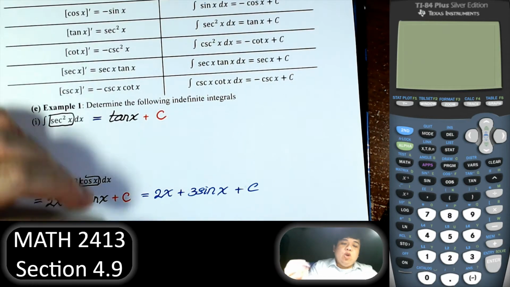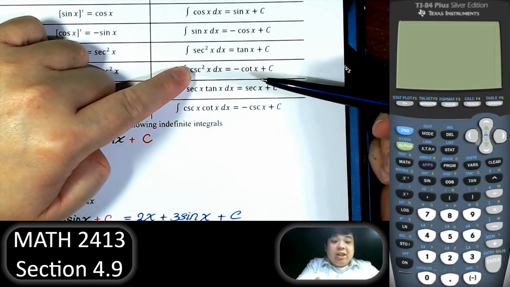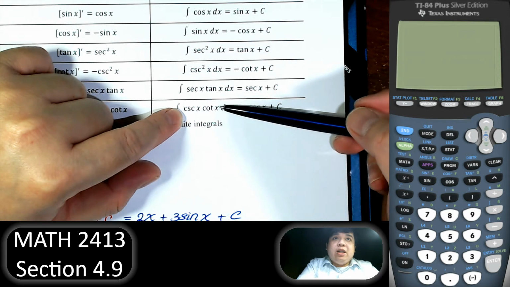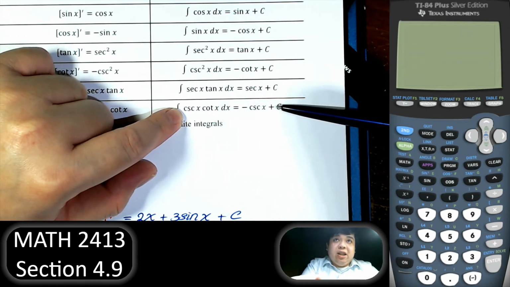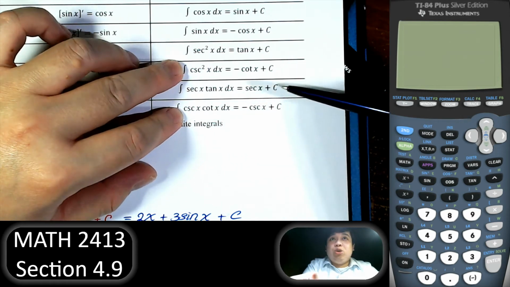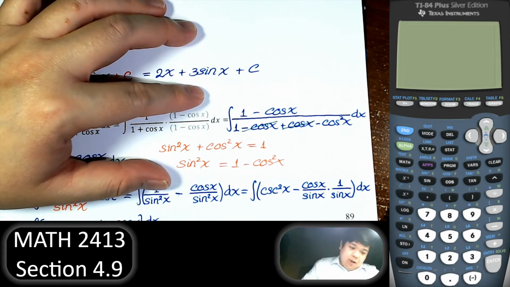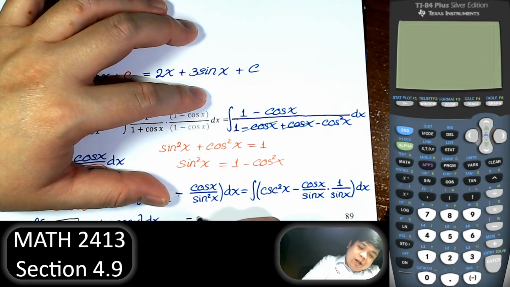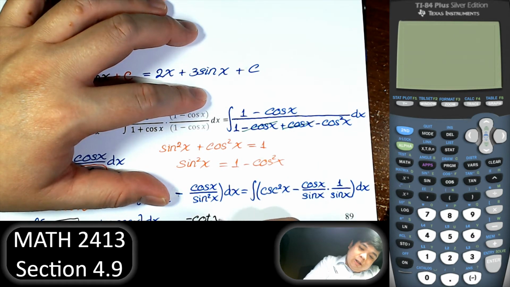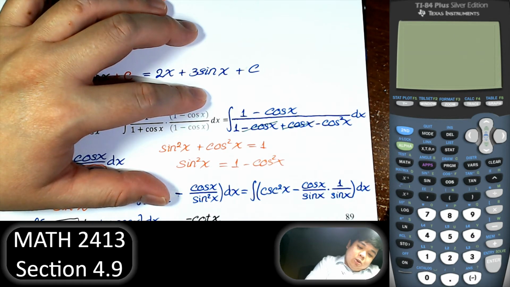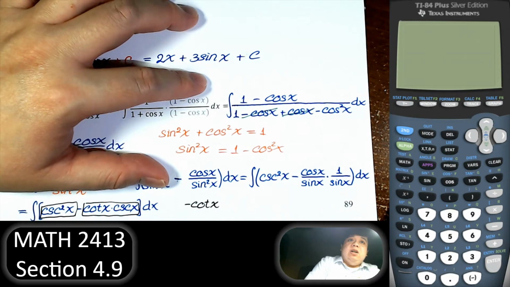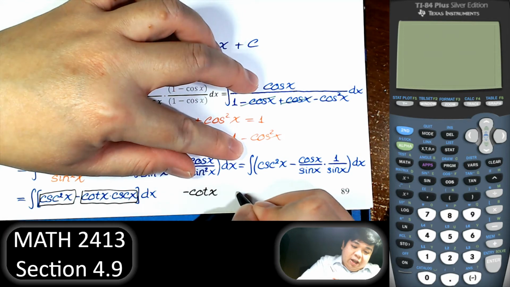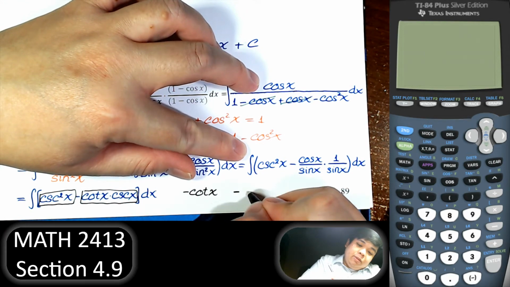Now go back to the rule. Integral of cosecant squared is negative cotangent, and integral of cotangent cosecant is negative cosecant. So we use those two rules. For cosecant squared, that is negative cotangent, and cotangent cosecant will give us negative cosecant.